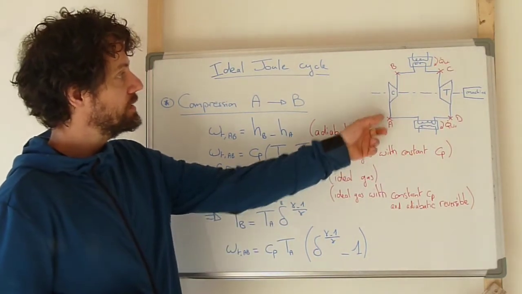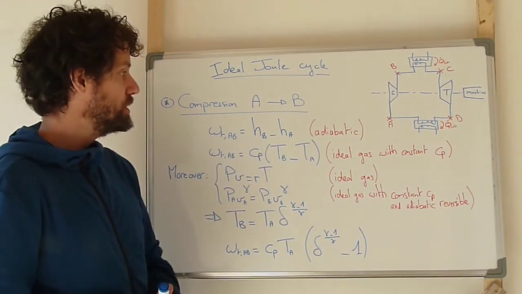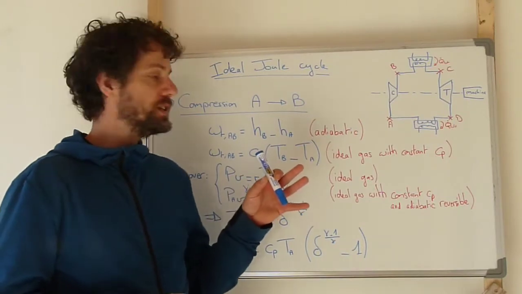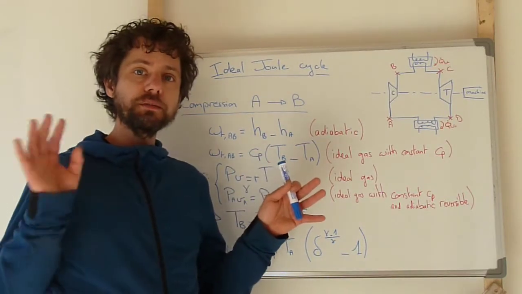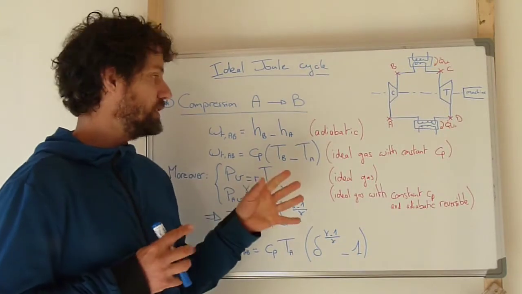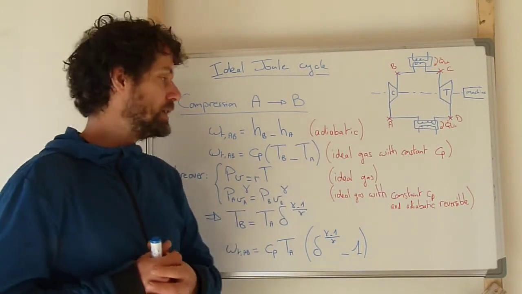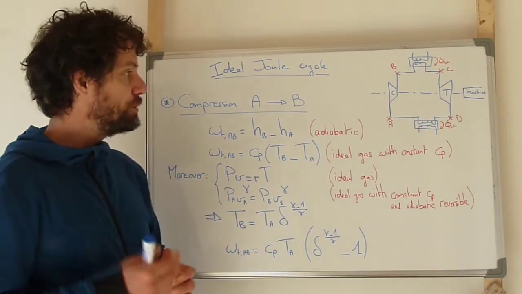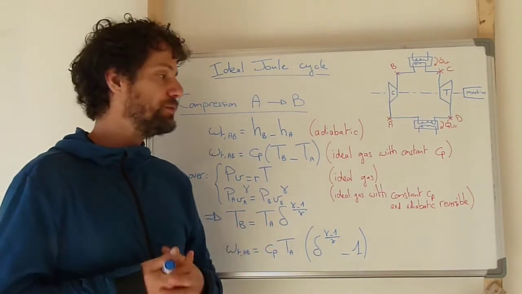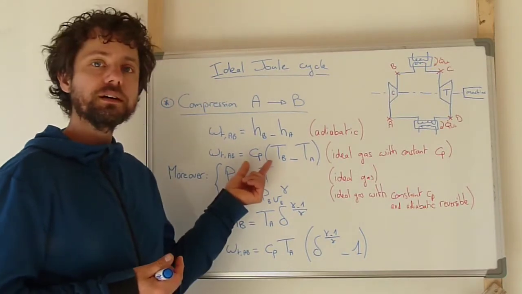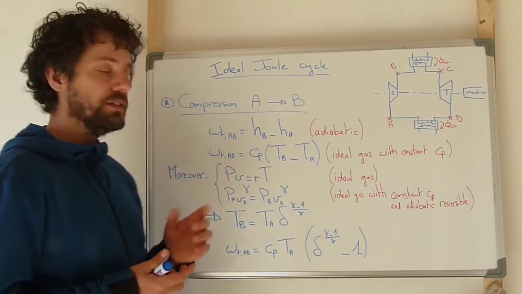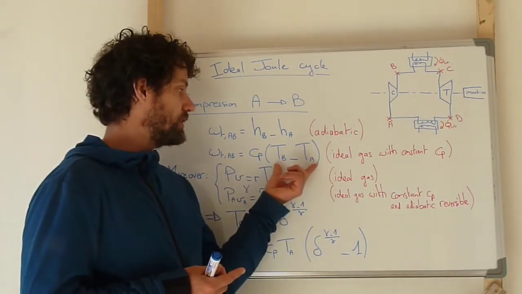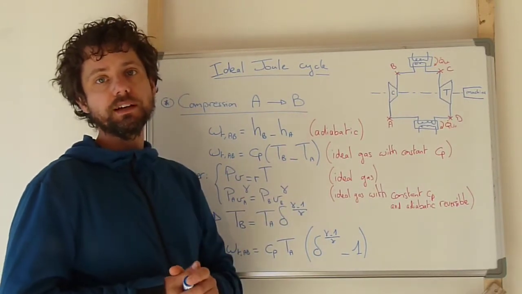Then because we have an ideal gas doing this transformation, we have the variation of specific enthalpy, which is equal to Cp times the variation of temperature, so dh is equal to Cp dT, and when it's integrated between A and B, if we consider that we have constant thermophysical properties, and here in particular constant Cp, we can write that the technical work between A and B is equal to Cp times the difference of temperature between inlet and outlet of the compressor.